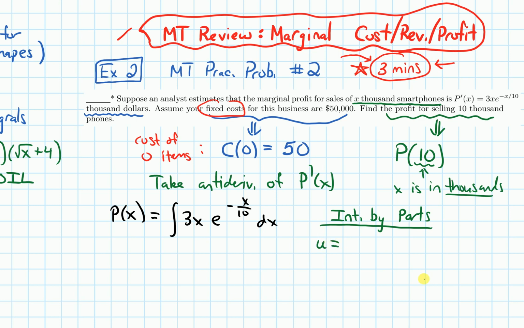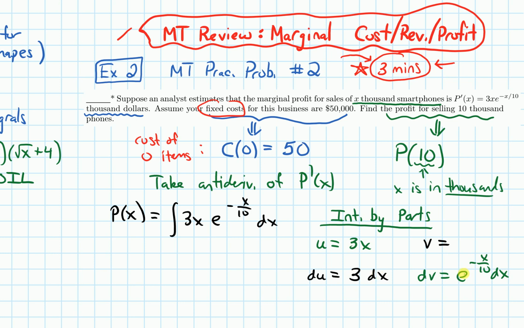Let's write down what u is and what dv is. Let's choose those, and once I choose those, then I'll be able to say what du and v are. When I do integration by parts, I want to choose u in such a way that its derivative is simpler than it. So I'm going to let u be 3x and dv be the other stuff, e to the negative x over 10 dx. Then du is 3 dx.